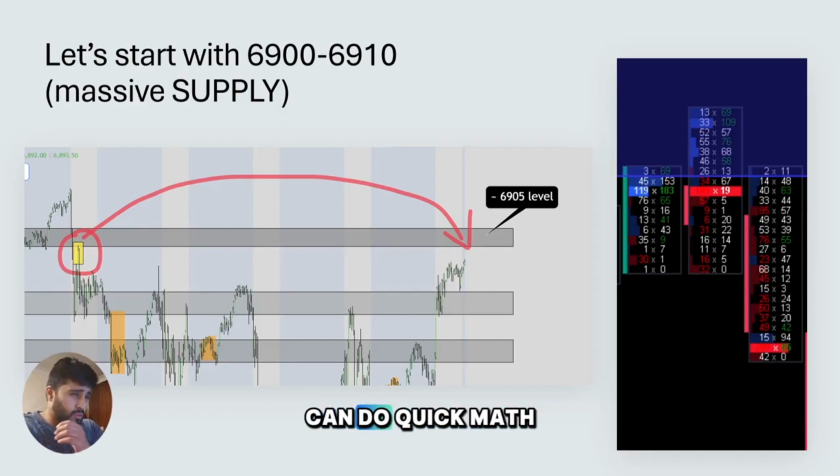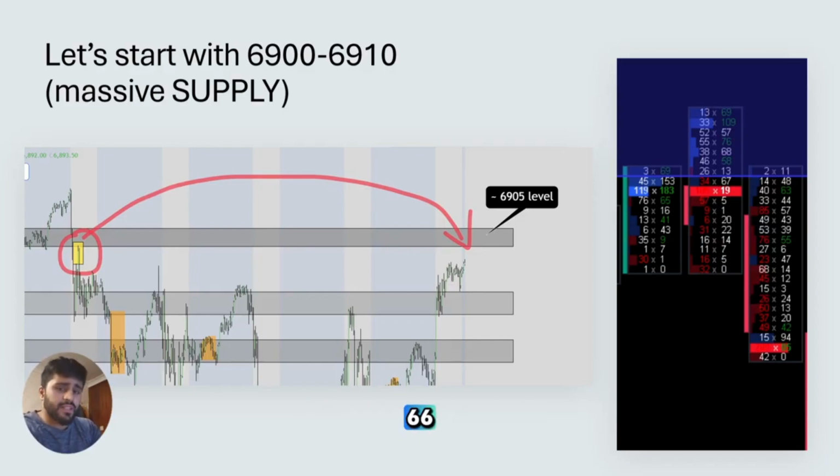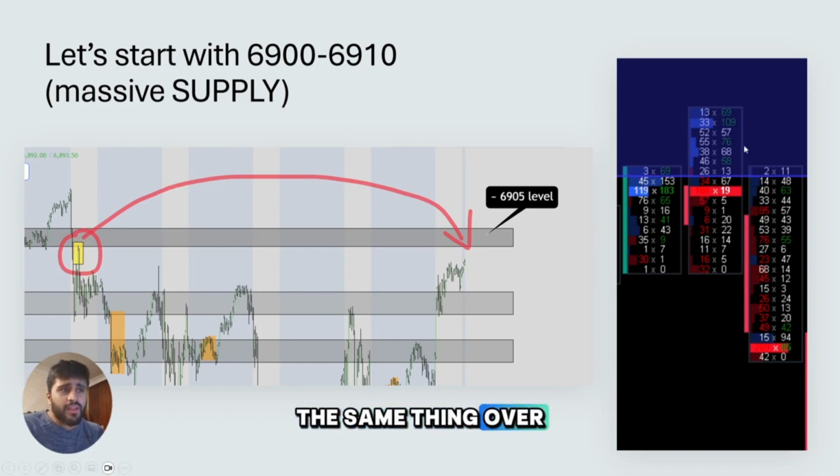All right, so for those who can do quick math, the delta is going to be 69 minus 3. So that's going to be 66. So we have a positive delta of 66. Okay, now we see the same thing over here. So we see 33 for 109, and then we see 13 for 69, right? So bearing in mind, this was the second sell-off around about 11:30 Eastern. This was the first sell-off at 9:30 Eastern, right? So we're looking at the second sell-off in this scenario.